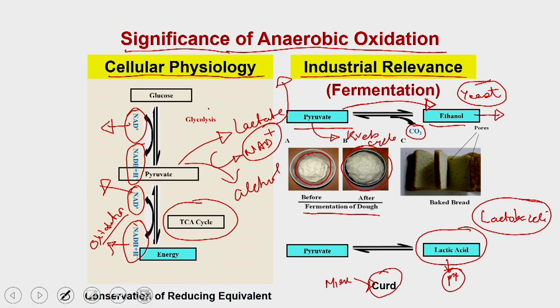So anaerobic oxidation has a very huge industrial relevance. We have only discussed two examples: one is the production of ethanol or bread, the other one is the production of curd. But apart from these two pathways, there are many pathways found in many other organisms to generate different types of metabolites, and these metabolites have very high economic value in the industrial context.